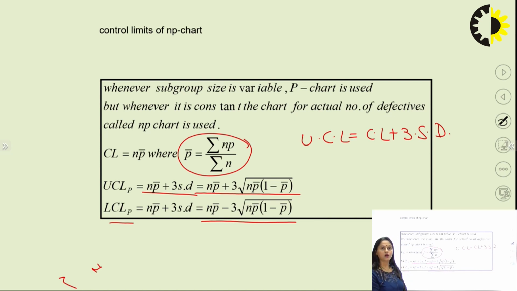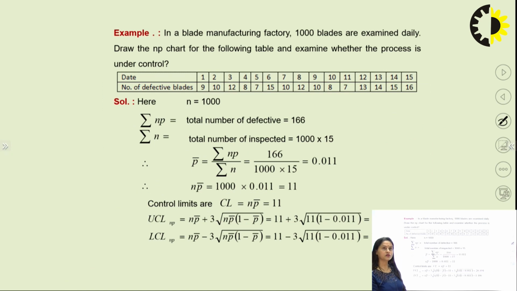Now let us understand one example based on this. The question here is: in a blade manufacturing factory, 1000 blades are examined daily. Draw the NP chart for the following table and examine whether the process is under control or not.